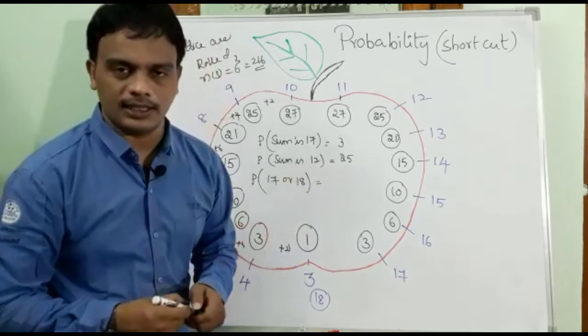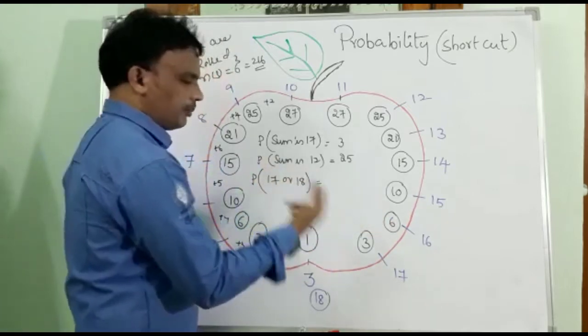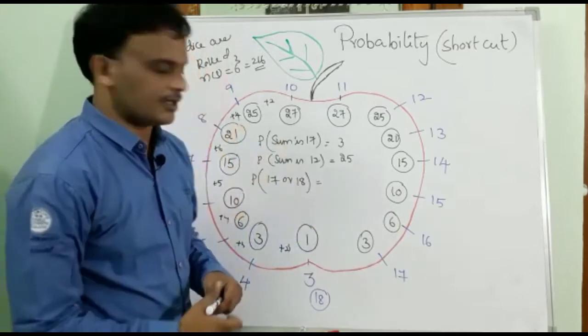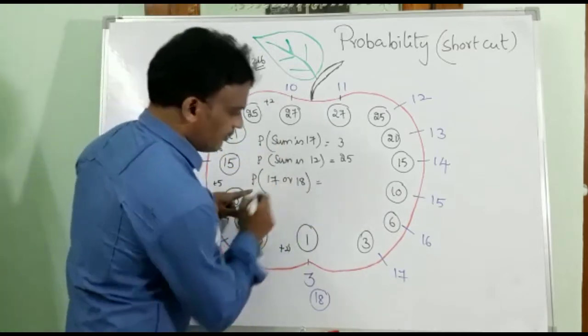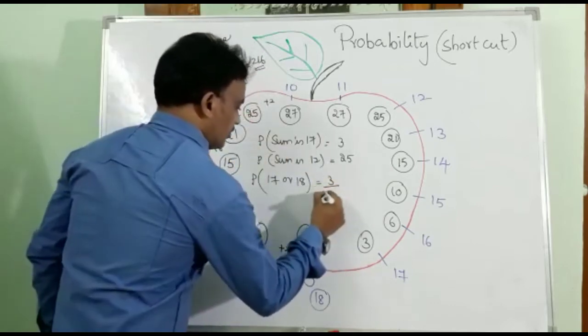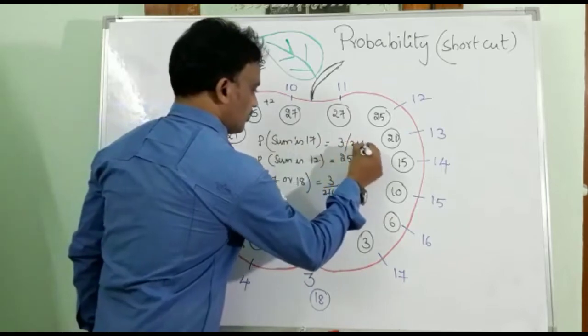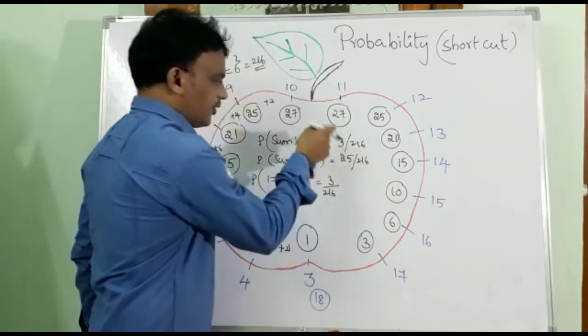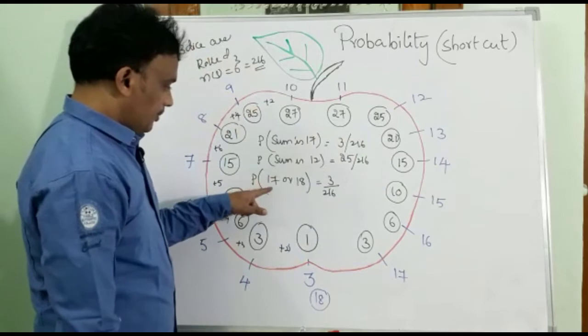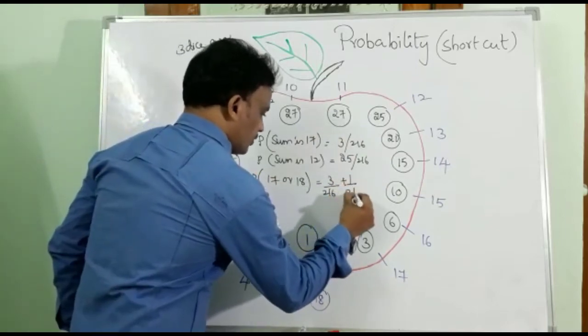Probability of A union B is probability of A plus probability of B minus probability of A intersection B. Yes, what is the probability of getting 17? So these are the 3 chances out of 216 chances. Okay, now here are the possibilities out of 216. I am just writing the favorable cases. Probability of 18, sum is 18, this is the only one chance out of 216.